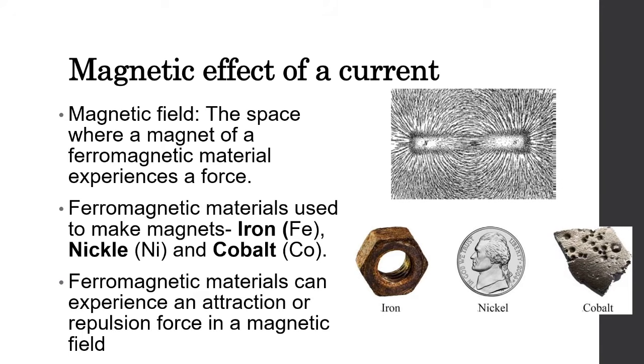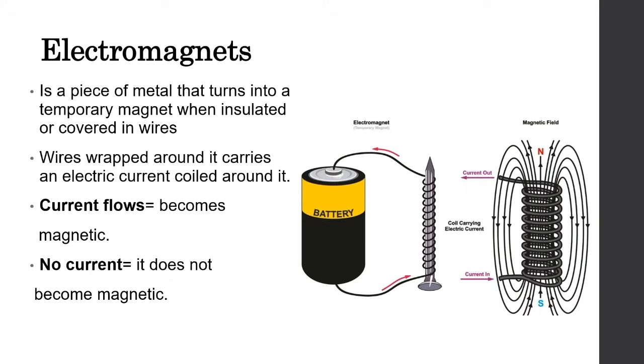But soft ferromagnetic materials become magnetic very quickly, but they do not keep their magnetism for very long, and these are used to make temporary magnets. So let's start with what an electromagnet is.